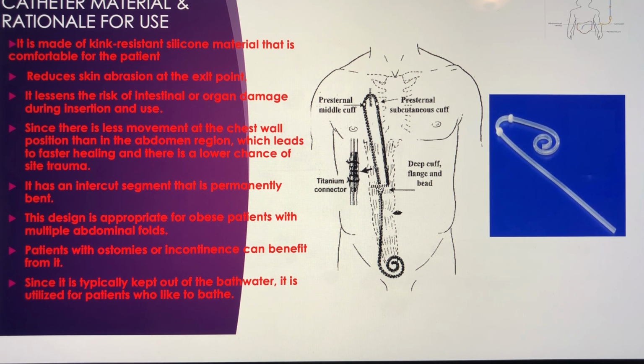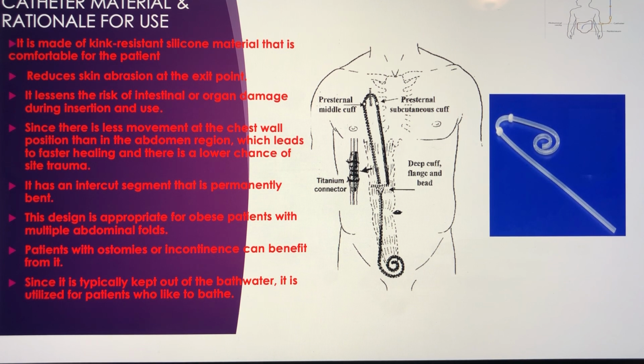The rationales for using it: it reduces the skin abrasion of the exit point and lessens the risk of intestinal or organ damage during insertion and use. Since there is less movement of the chest wall position than in the abdomen region, this leads to faster healing and there is a lower chance of side trauma. It has an intercut segment that is permanently bent.